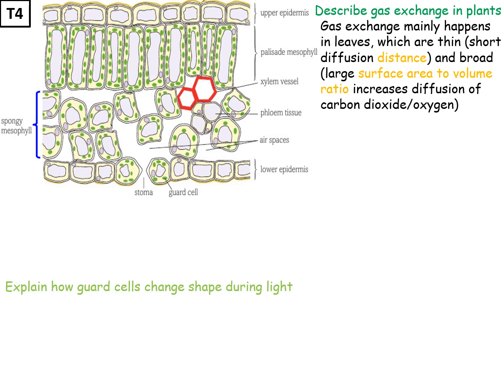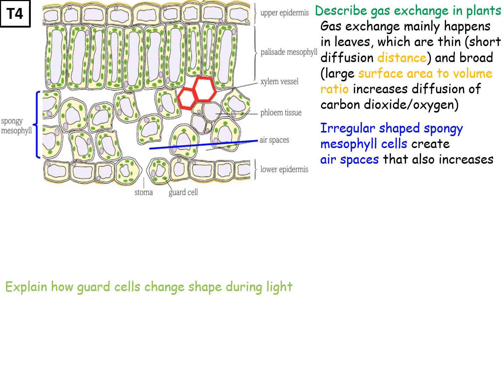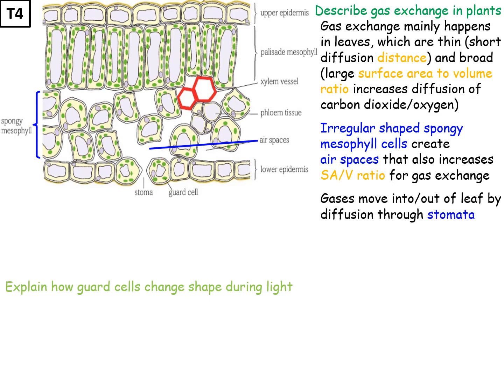Within the leaf, there is a spongy mesophyll layer, and this spongy mesophyll layer has an irregular shape, and that creates air spaces. And those air spaces also increase the surface area to volume ratio for gas exchange. The gases move into and out of the leaf by diffusion through the stomata, and those stomata are surrounded by the guard cells, which open and close.